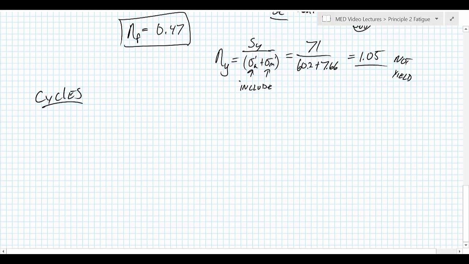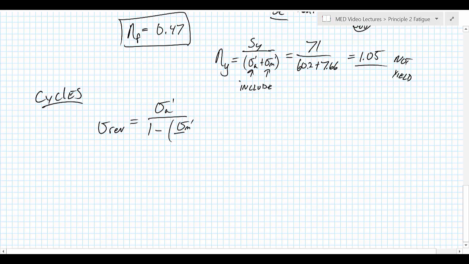To look at the cycles, we need to first convert our current stress situation to an equivalent fully reversed stress. Before, we had a fully reversed stress of 35 and we didn't have any mean stress, but now we do have a mean stress constantly. So the equivalent fully reversed stress is just flipping around the Goodman equation and solving for SE. Setting n equal to 1 and solving for SE, we call that our equivalent fully reversed stress.